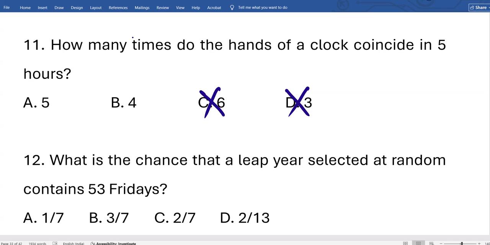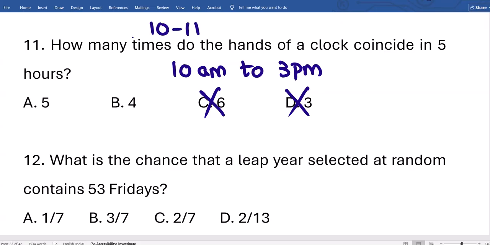They have to mention the timing particularly. Suppose, listen, the timing is 10 a.m. to 3 p.m. Is it 5 hours or not? Then it will coincide between 10 and 11 one time. But from 11 o'clock to 1 o'clock, I told you, only one time it will coincide, at 12 o'clock. Sorry, then 1 to 2, then 2 to 3. Only 4 times we will get here.